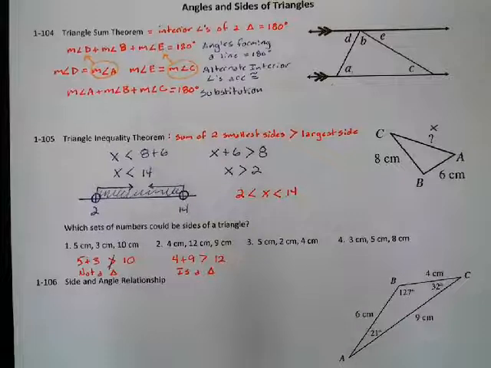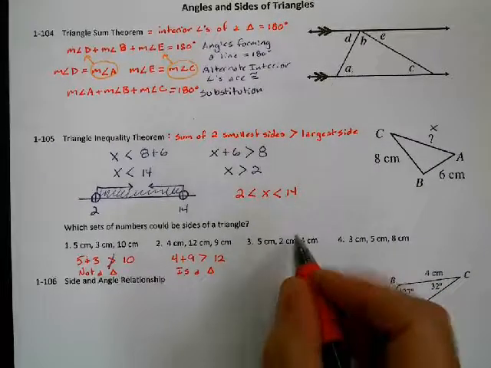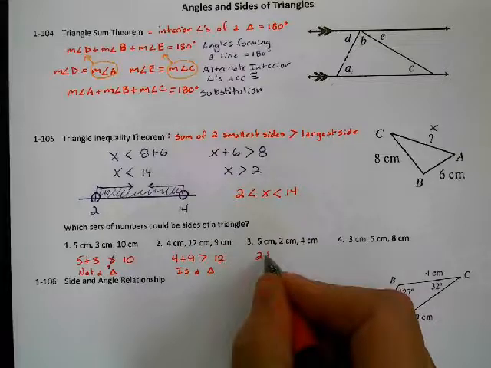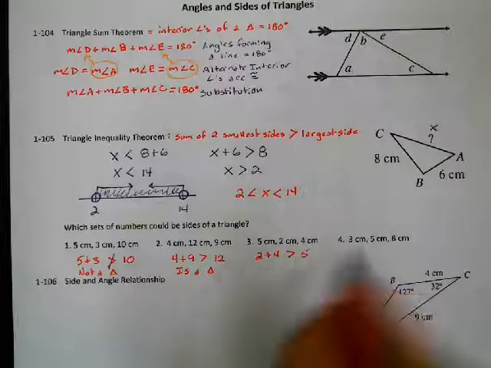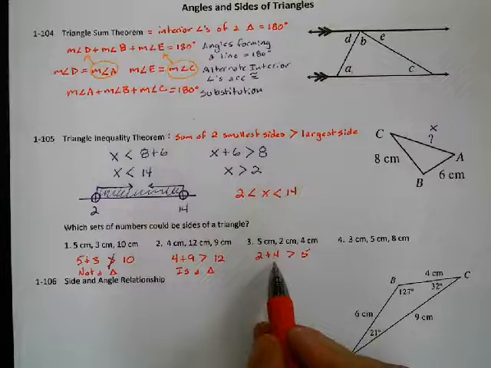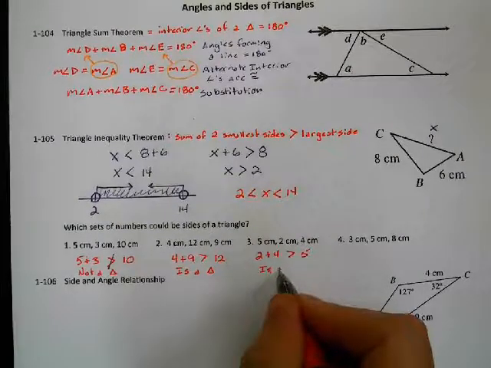This one right here, the two smallest sides are 2 and 4. It should be bigger than 5. 2 plus 4 is 6. 6 is bigger than 5, so that could be a triangle. It's a triangle. Because those two small sides can touch.